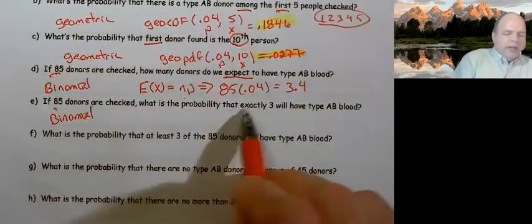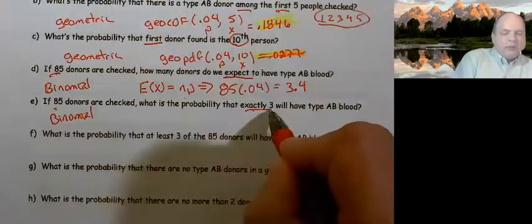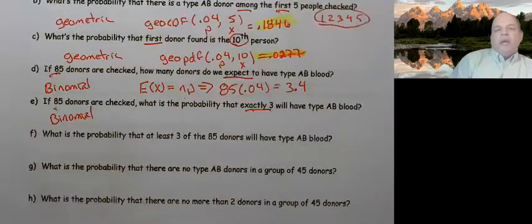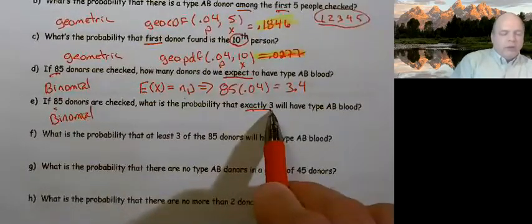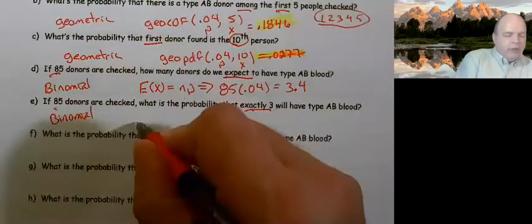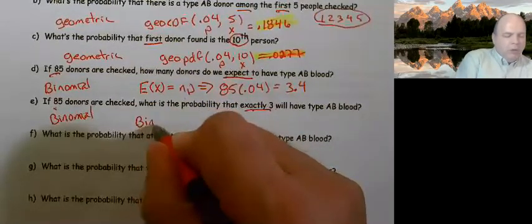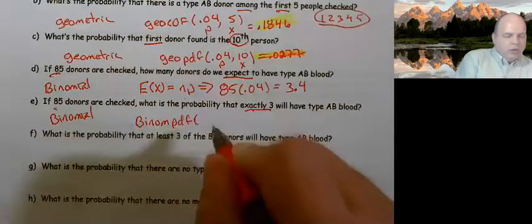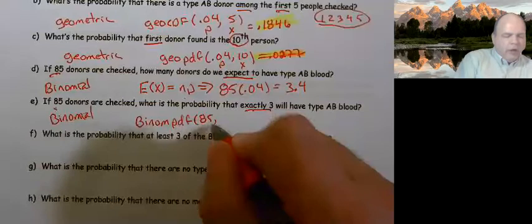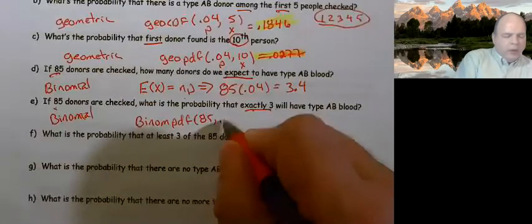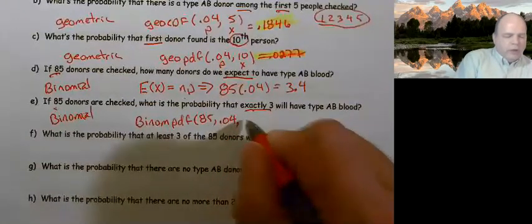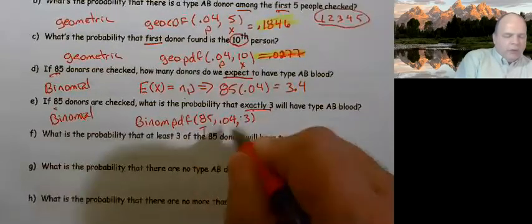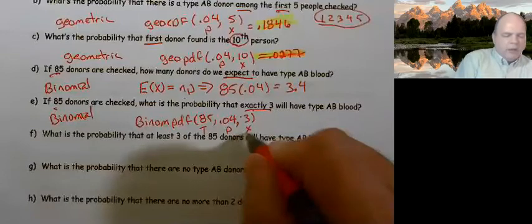What is the probability that exactly 3? So basically, we have a specific singular number. Because it's a singular number, this is going to make it a PDF. So this is going to be a binom PDF. Trials is 85. Our probability is 0.04, and our X value happens to be 3. So this is my trials, my probability, and my X value.